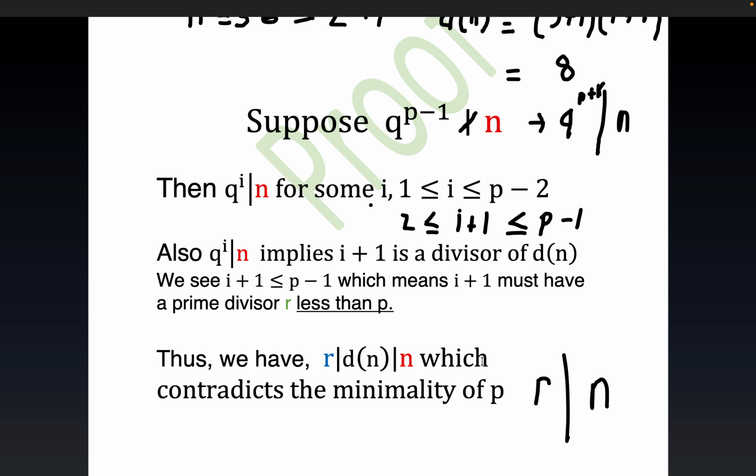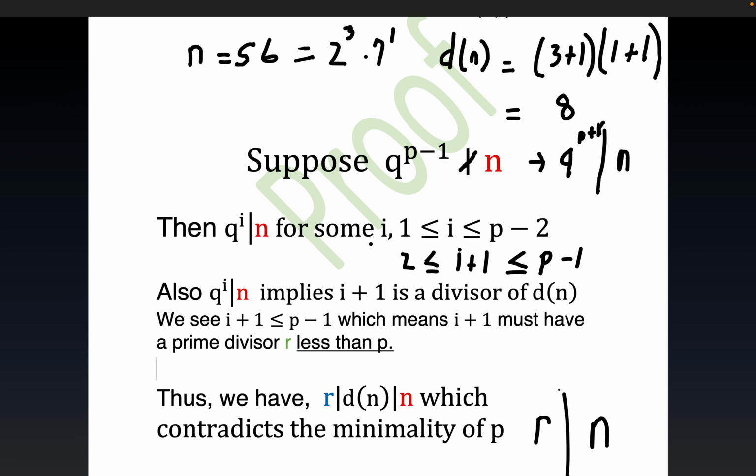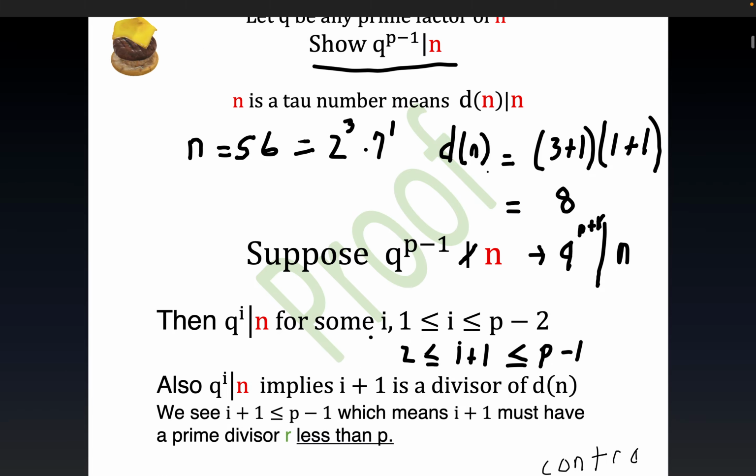This is a contradiction. And what does it contradict? This contradicts the fact that we assumed that q to the p minus 1 does not divide n, right? So that means it does, and it's for any prime q, right? We play by the rules here. We get a contradiction based on this supposition that q to the p minus 1 does not divide our tau number. So since we reach a contradiction, we conclude that q to the p minus 1 does divide n, which is what we're trying to prove.